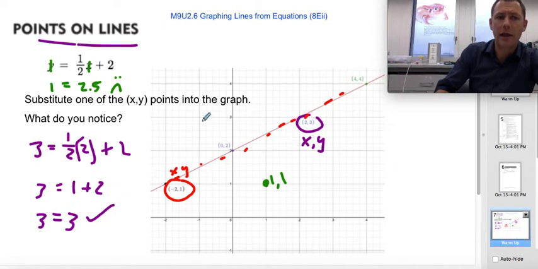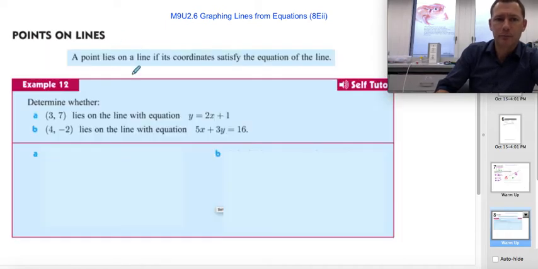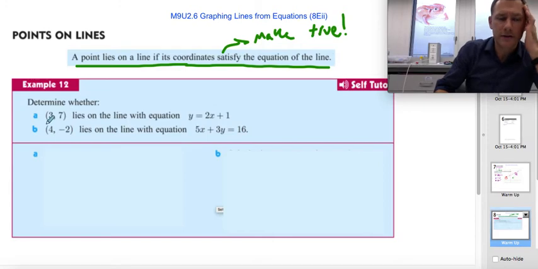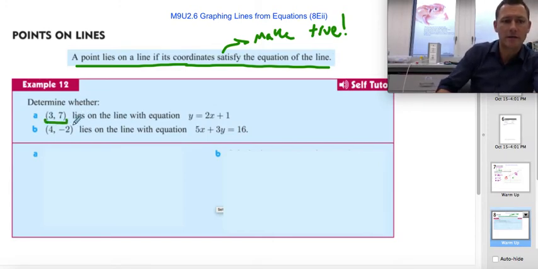So the points on the line make the equation true, right? So a point is on the line if its coordinates satisfy the equation. It means make it true, right? So write that down. You can see if a point is a solution by just putting in the x and the y into the x and the y. So try that here. Put in the 3, put in the 7, see if it makes it true, and see what happens.